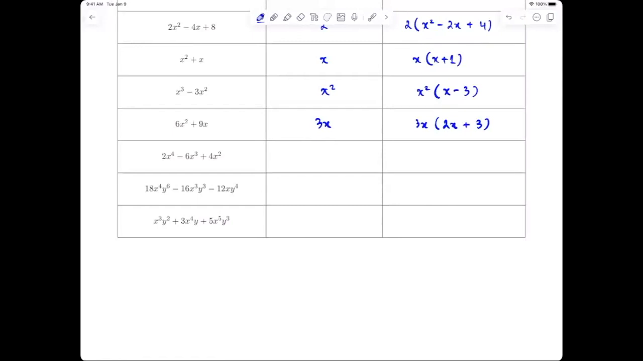Now, what about 2x to the fourth minus 6x cubed plus 4x squared? What is the common factor here? 2x squared. Okay. So you take out 2x squared, and you're left with x squared minus 3x plus 2. Okay, so far so good. If you notice, x squared minus 3x plus 2 can be factored further, but I'm going to wait. Just do the common factor for now. Okay.